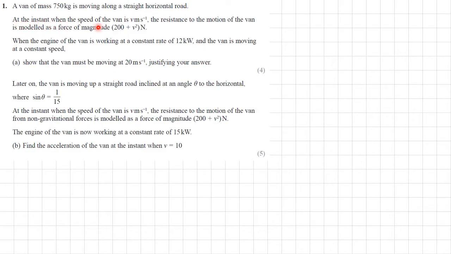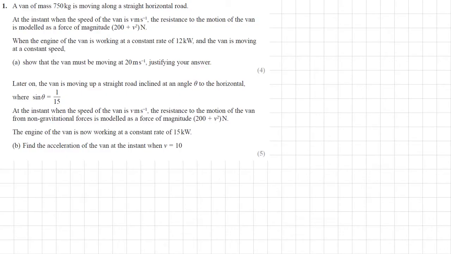At the instant when the speed of the van is v meters per second, the resistance to the motion of the van is modelled as a force of magnitude 200 plus v squared newtons. When the engine of the van is working at a constant rate of 12 kilowatts and the van is moving at a constant speed, part A, show that the van must be moving at 20 meters per second.